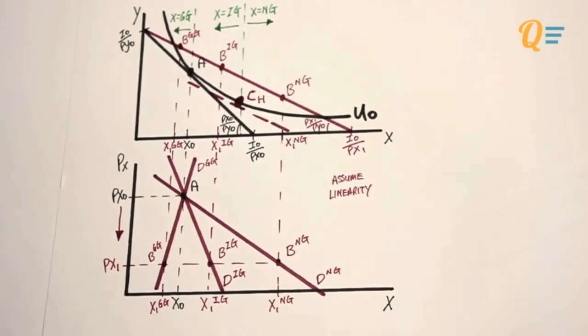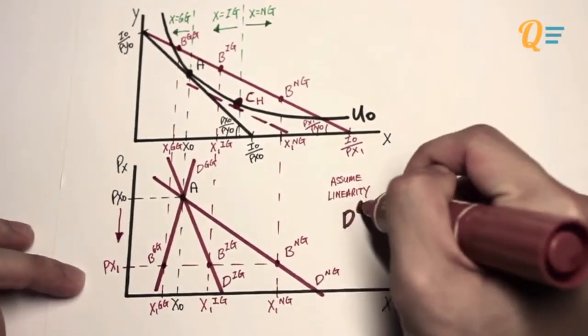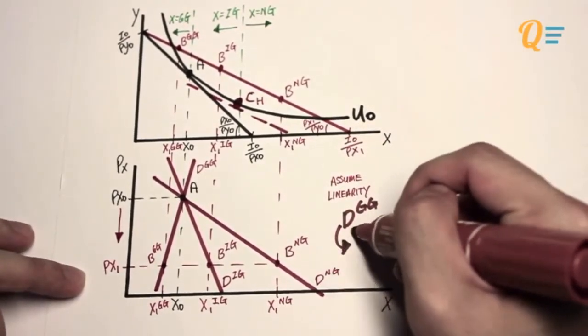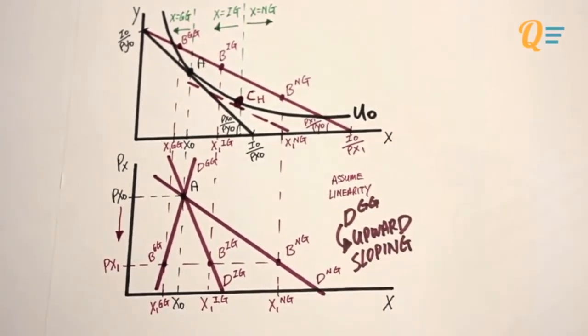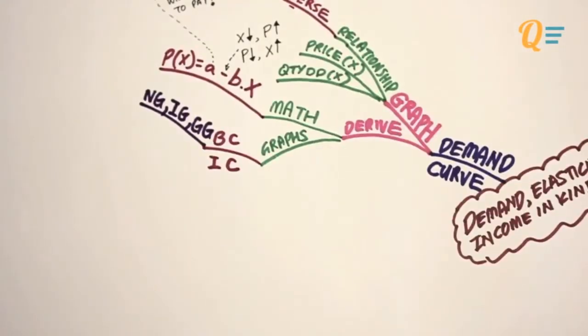So this is how I've derived three different demand curves, given that good X might be an inferior, normal, or Giffen good. And we see that the demand curve for a Giffen good is upward sloping. Is it always the case? Well, we'll find out later.